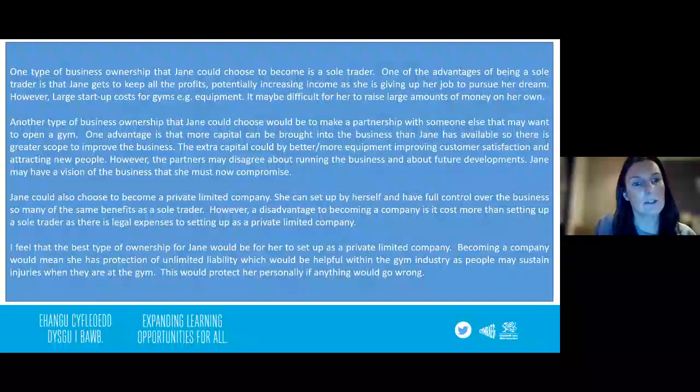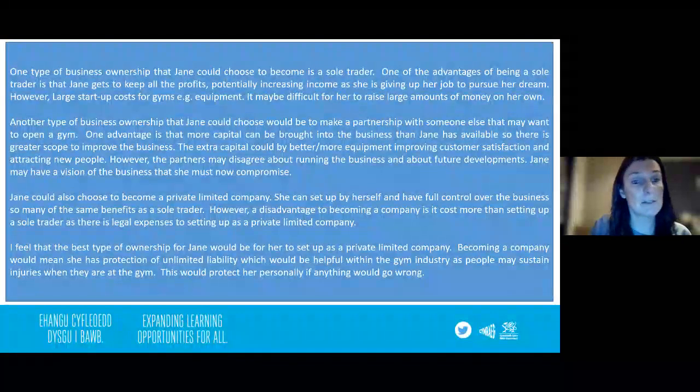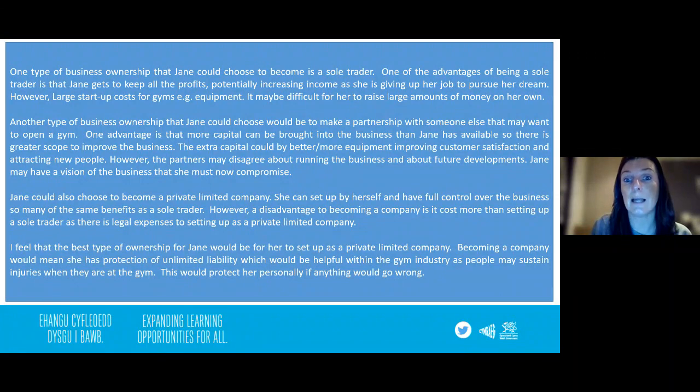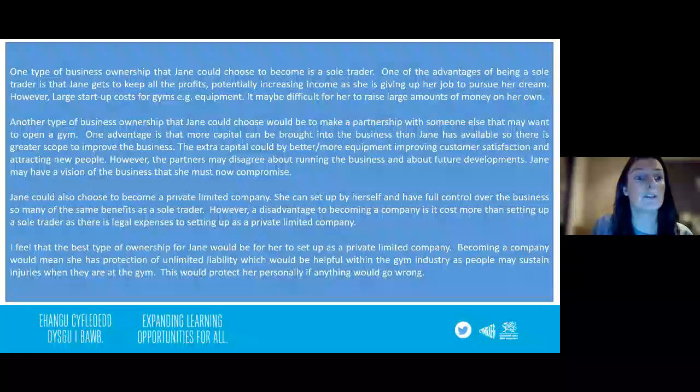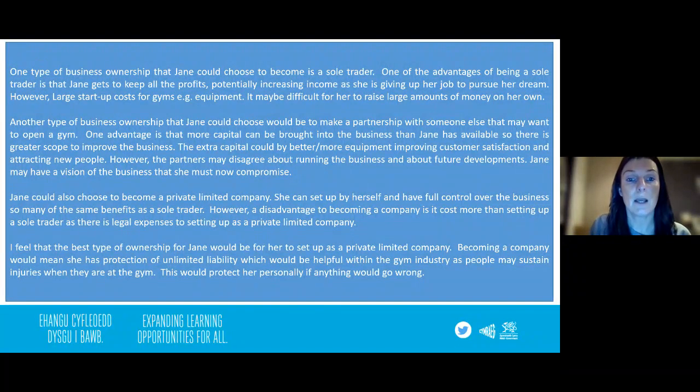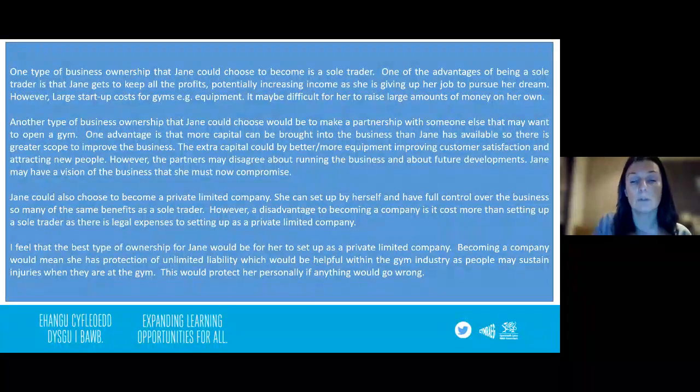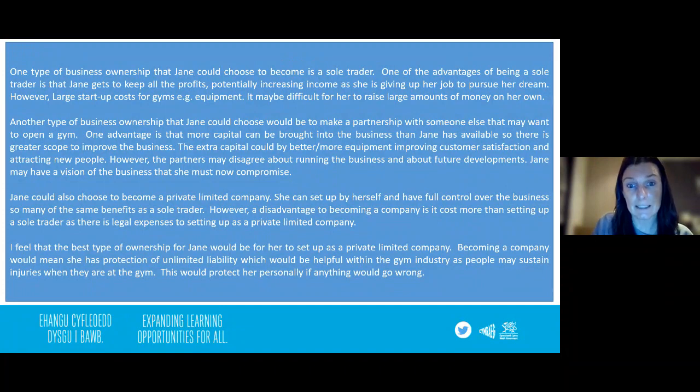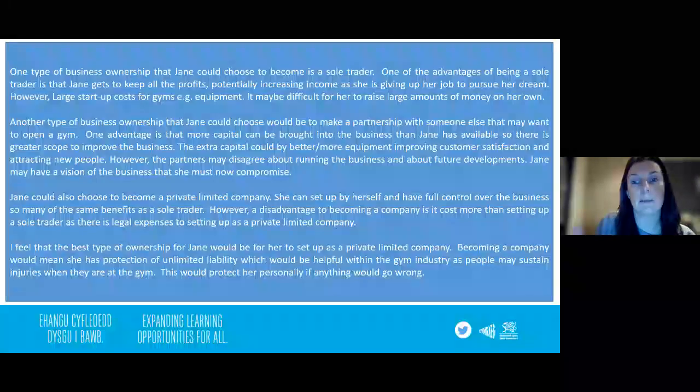I go on to then discussing business ownership of partnership. So another type of business ownership that Jane could choose would be to make a partnership with someone else that may want to open a gym. One advantage is that more capital can be brought into the business than Jane has available, so there is a greater scope to improve the business. The extra capital could be better, more equipment, improving customer satisfaction and attracting new people. Okay, so I've talked about the advantage. I've put context into it about the fact that it could be used to get more equipment.